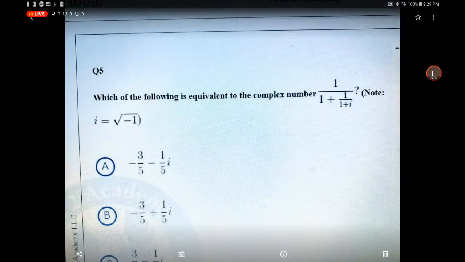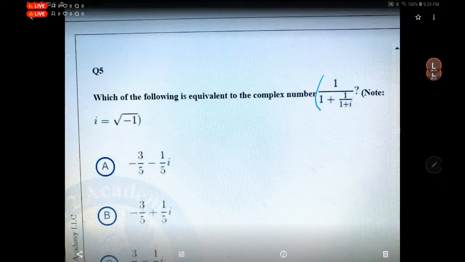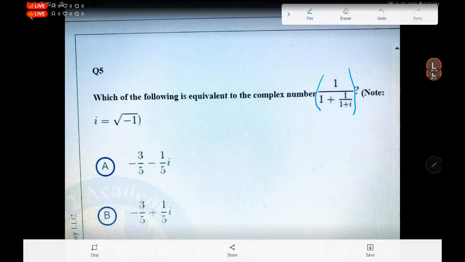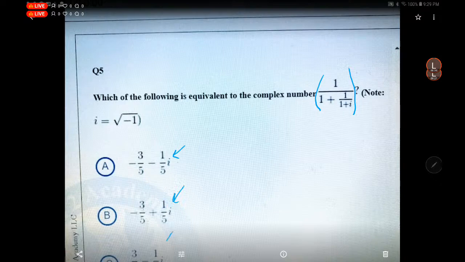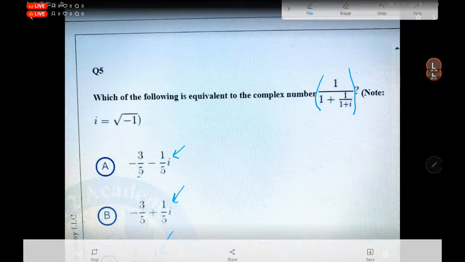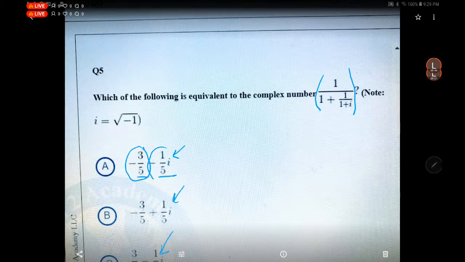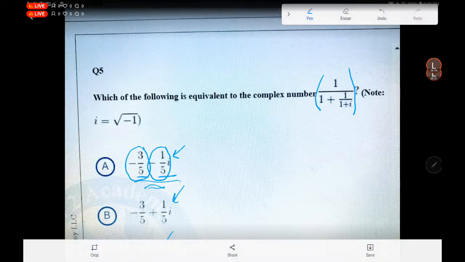I have an interesting problem here sent in by one of my students: simplify this complex fraction, and we see the different choices of the answer. I don't show them all here, but we're not going to really worry about that. They're all in the form of a plus bi, where there's a real part and an imaginary part, and there's no complex number in the denominator. That's actually the main point. So we're going to have to go about simplifying this.